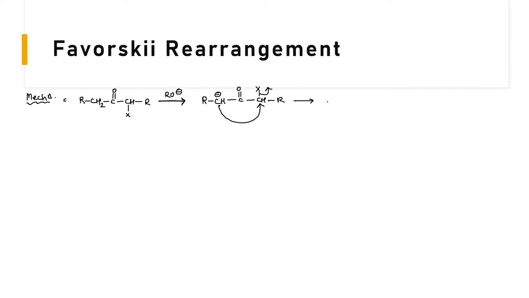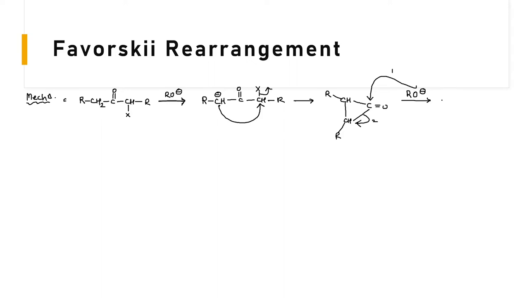And what do you get? Dekho. So CH, C double bond O, there is a CH, you get this R, R. You get a three-membered ring. A three-membered ring is not stable. So this further reacts with RO minus. RO minus attacks over here and this bond breaks.